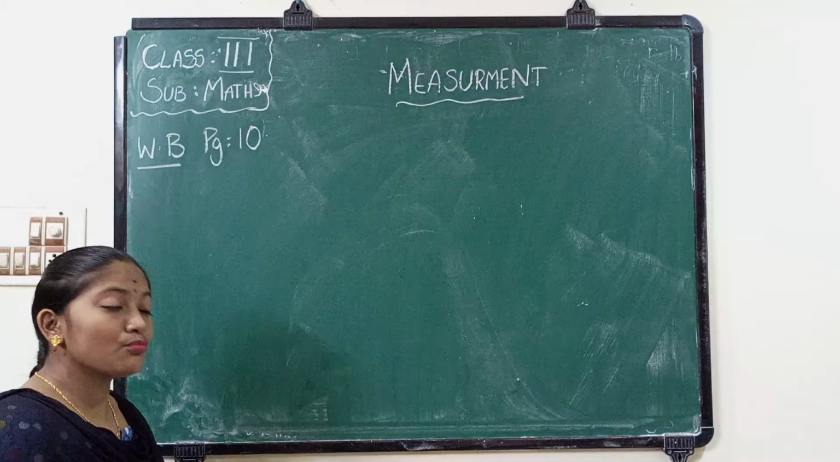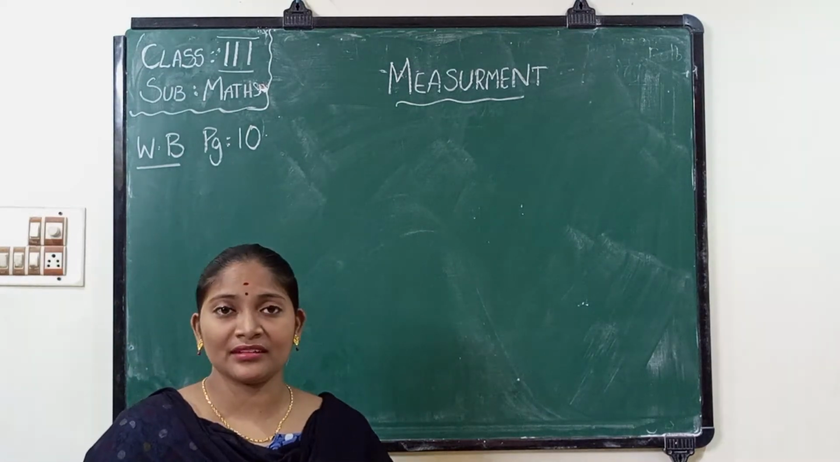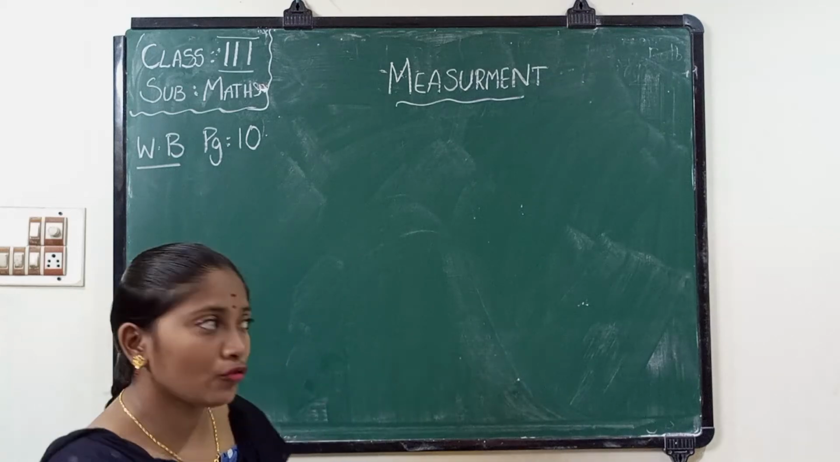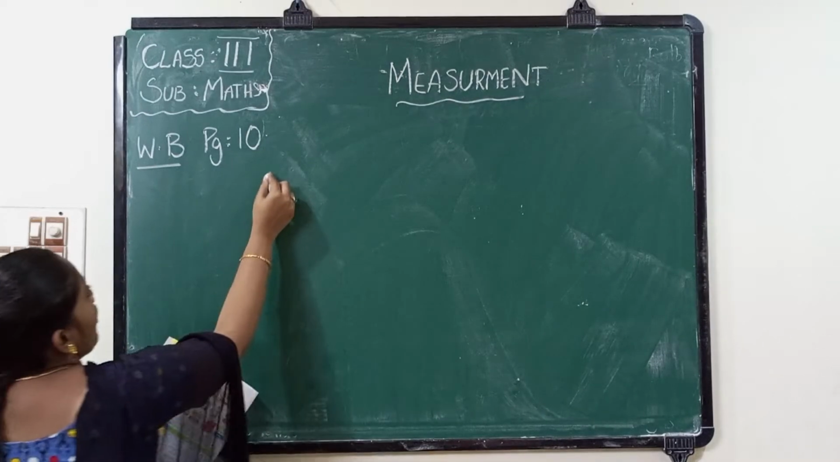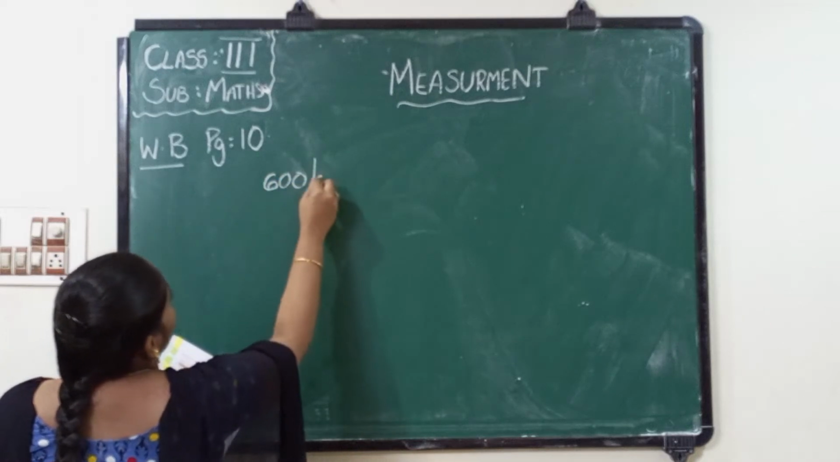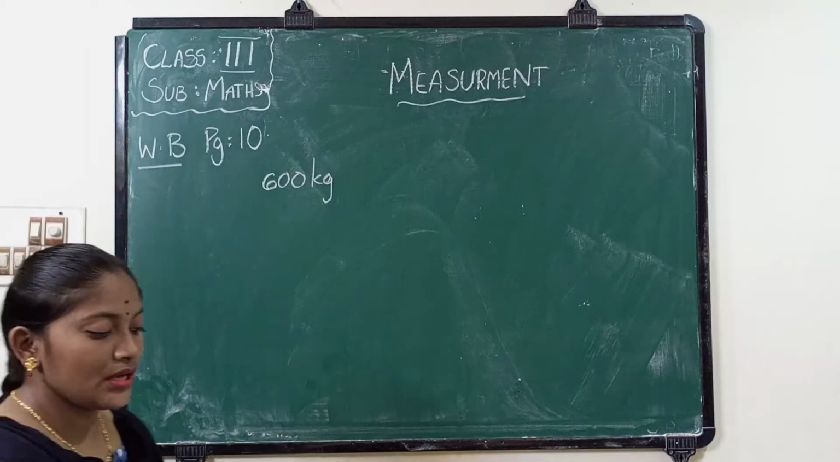First one they gave is boat. Is the boat weight 4 kgs or 600 kgs? It is above 400 kgs, so we have to round it off to 600 kg. Round to 600 kg.